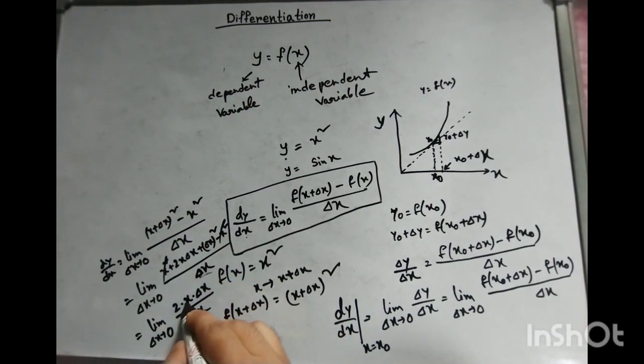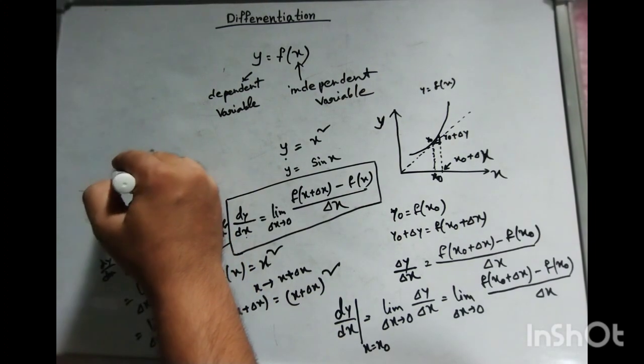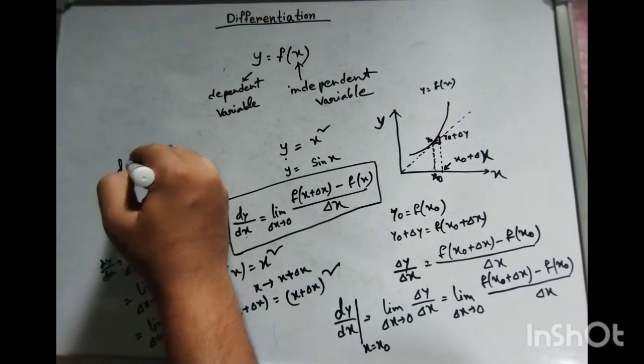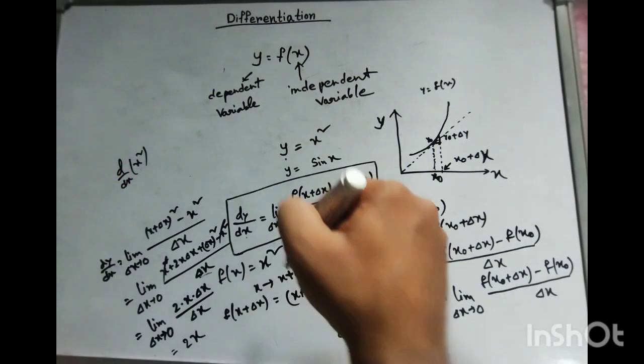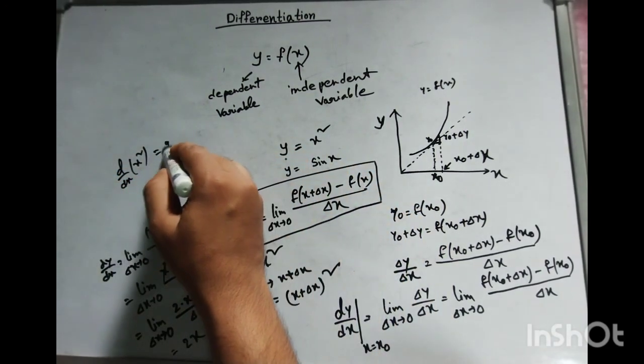So now 2 into x into delta x by delta x, and now delta x tends to 0. Tends to 0 means it is as close as possible to 0, but it is not equal to 0. As delta x is not equal to 0, delta x by delta x will be 1. That means only 2 into x remains. So that's the reason why d/dx of x square is 2x.